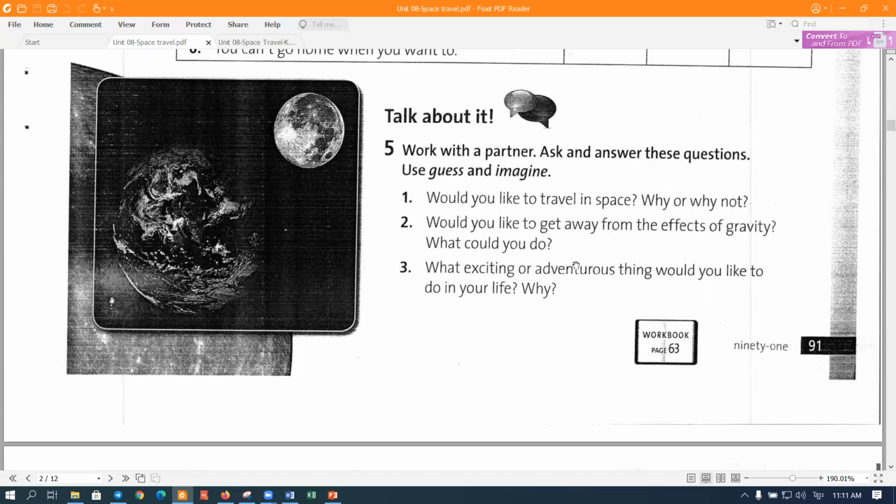Would you like to get away from the effects of gravity? And what could you do? And 3, what exciting or adventurous thing would you like to do in your life and why?